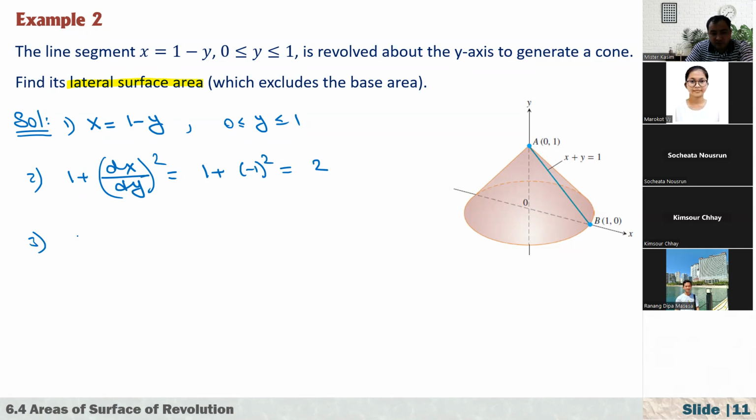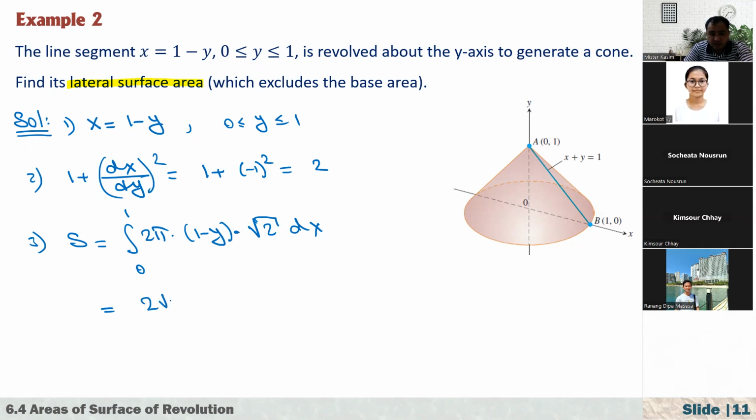Then number 3, we can find the surface area. And the integral, y is changing from 0 to 1. And here we have 2 pi times our function. What is our function? 1 minus y, times the length of the curve. That's equal to square root of 2, and here we have dy. That's it. Now this 2 pi and square root of 2, they are all constant numbers. We can just keep this outside this integral, right?